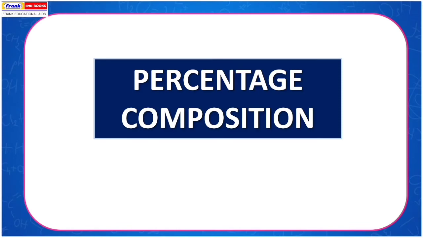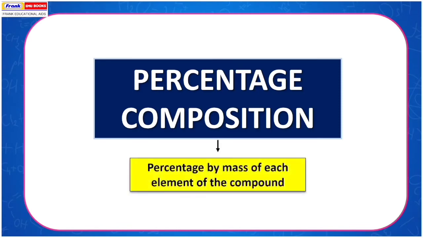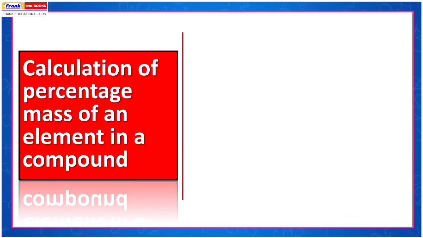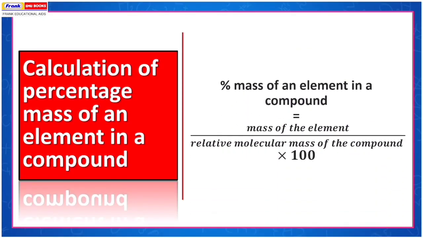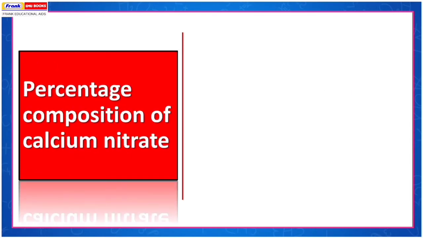Percentage composition. Percentage by mass of each element of the compound. Calculation of percentage mass of an element in a compound. Percentage mass of an element in a compound is equal to mass of the element by relative molecular mass of the compound into 100. Percentage composition of calcium nitrate.